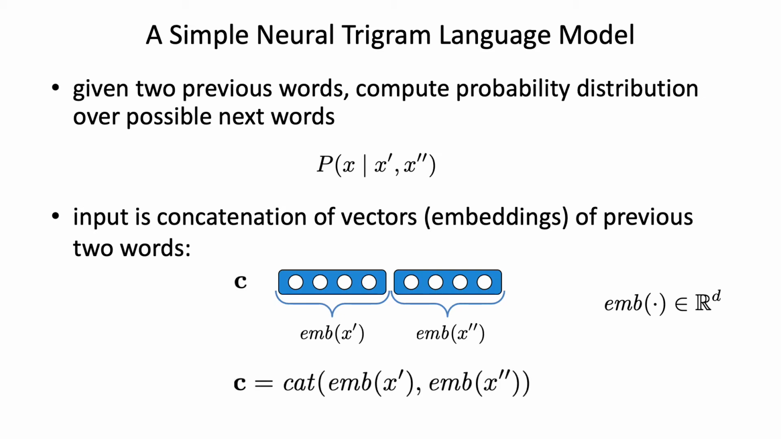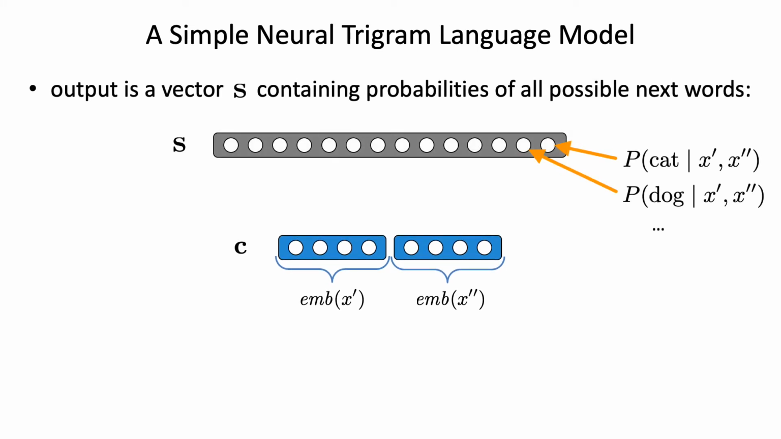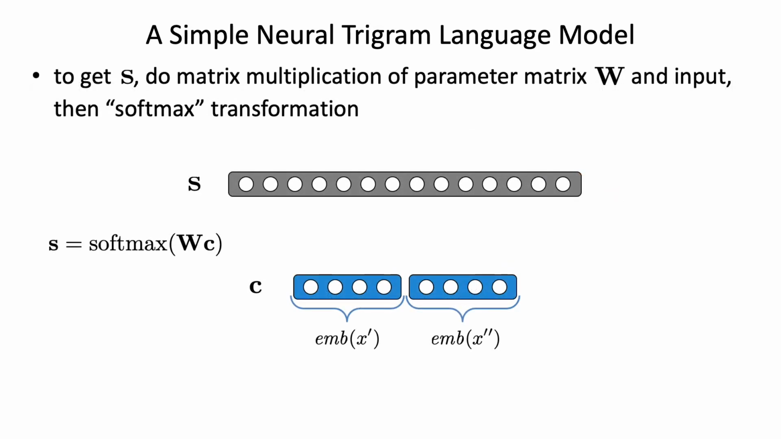We'll use this cat function to concatenate two vectors to give us our vector input to the neural network, which is C here. We'll assume the standard convention that vectors are column vectors, unless otherwise indicated, even though sometimes we draw them horizontally, as in this example. The output of our neural network is another vector, which we'll call S, and which will contain the probabilities of all possible next words. So its length is the size of the vocabulary. To get S from C, we do a matrix multiplication of a parameter matrix W and the input C. Then we do a softmax transformation, which we'll talk about in a minute.